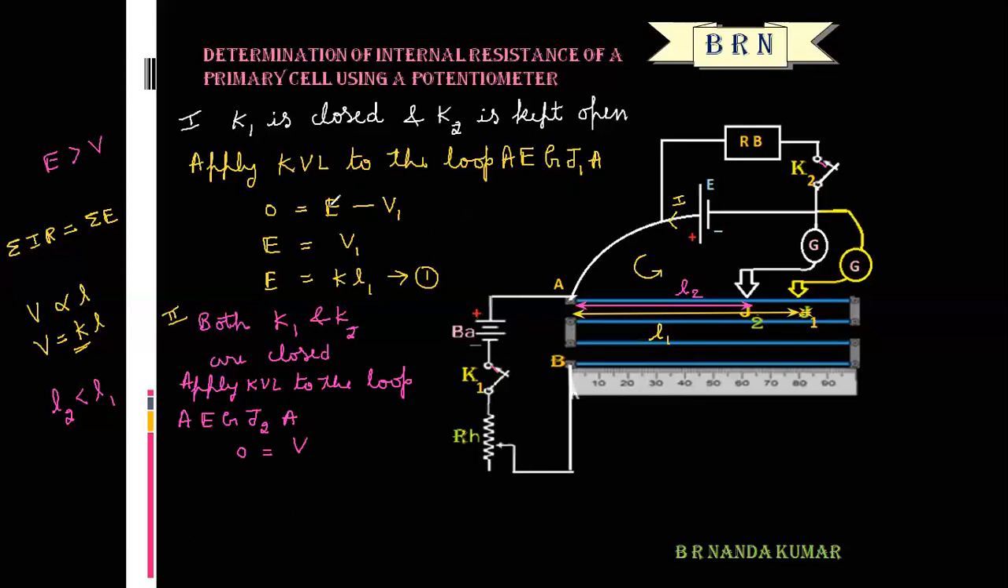E is the EMF. EMF of a cell means the potential difference across the terminals of the cell when the cell is in open circuit. The terminal potential difference means the potential difference across the cell when the cell is in closed circuit. So V minus V2, so V is equal to V2, V is equal to K L2. Call this equation number 2.